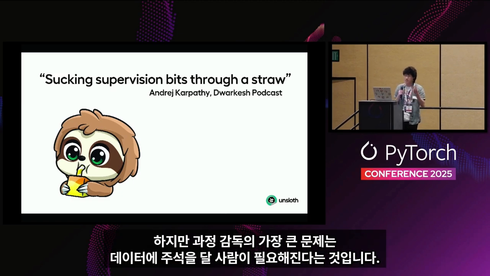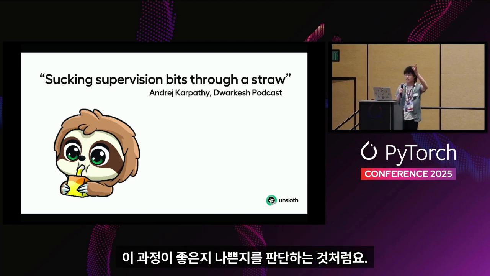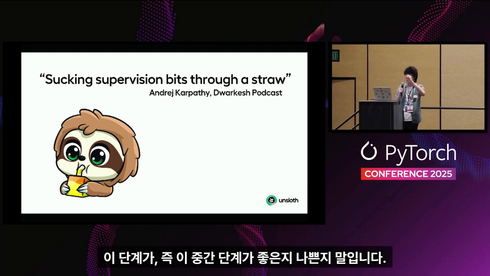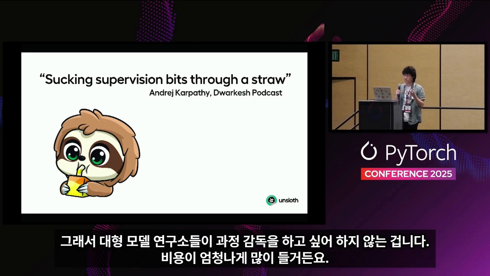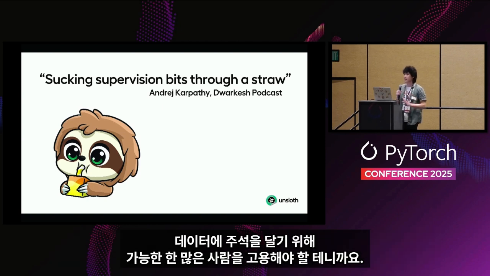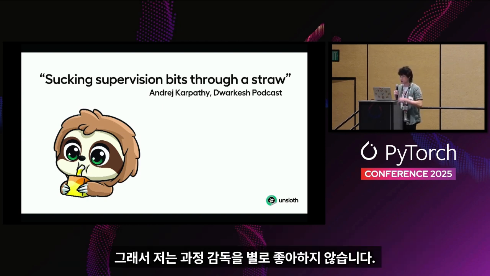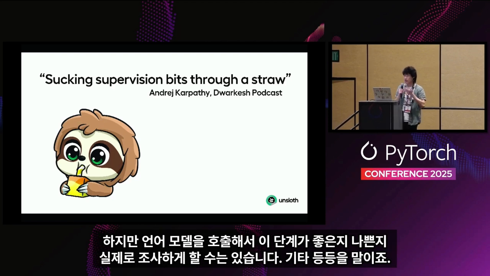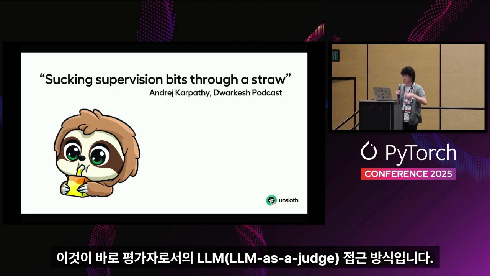But the biggest problem with process supervision is that you need humans to annotate the data. Is this process good or bad? Is this intermediate step good or bad? That's why large model labs don't want to do process supervision, because it's extremely expensive, right? You'd be hiring as many humans as possible to annotate the data. So I'm not really a big fan of process supervision. However, you can call a language model to investigate: is this step good? Is this step bad? And so on. This is the LLM as a judge approach.